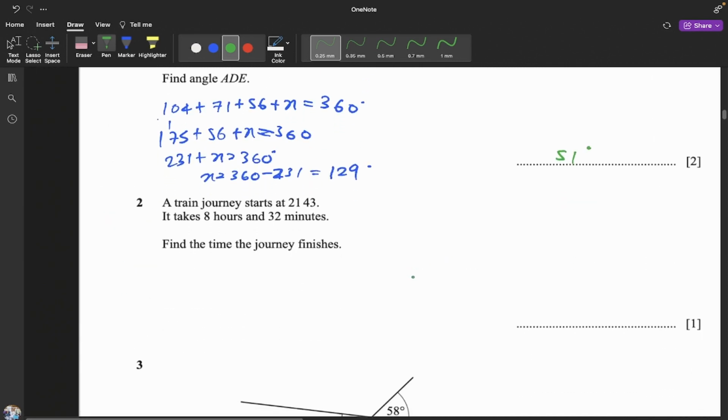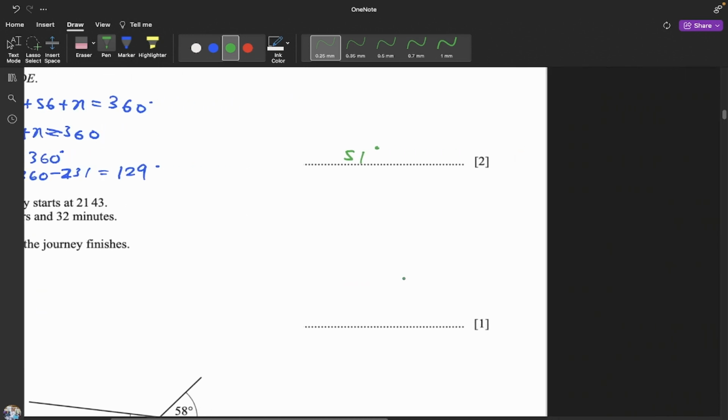Next one. A train journey starts at 21:43. It takes 8 hours and 32 minutes. Find the time the journey finishes. Some people can do this in their mind, and some students do a lot of work to find this. So I'll teach you one of the techniques. The other techniques we'll see in other paper discussions if there is time.